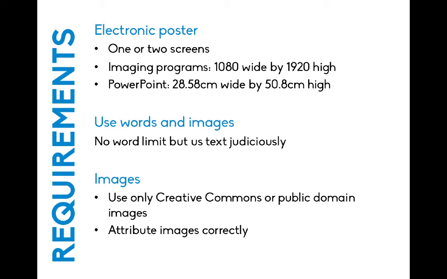So the requirements in detail. First of all, it has to be an electronic poster. We're going to display these posters on the cube at our exhibition. You've got the option of using 1 or 2 screens. If you're using 2 screens, you'll need to swipe to access the second screen on the cube. I've included here the dimensions for imaging programs and PowerPoint, so you can set up your document in the right dimensions. Now, you must use those dimensions or your poster will not display on the cube. And if it does display on the cube, it may not look the way you intended. So please make sure you follow those dimensions.